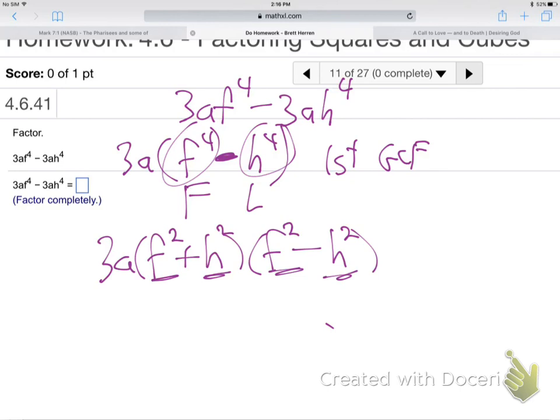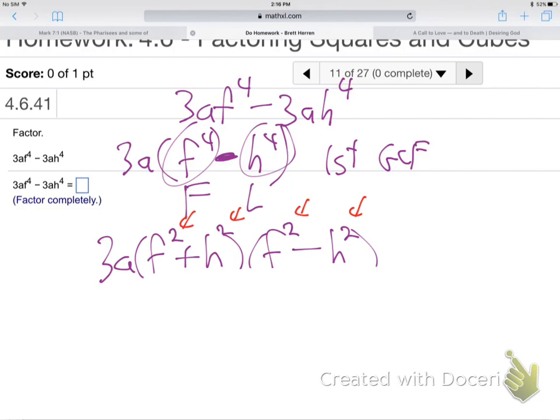Good, but not done. Good so far, but still not done. Why not? How do you know it's not done? Higher powers. When you've got higher powers like the 2 here and the 2 there and the 2 here and the 2 there, when you see those powers, you need to give them a second look.